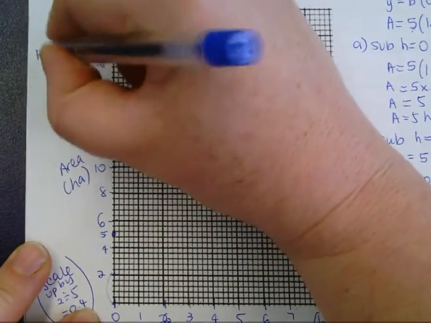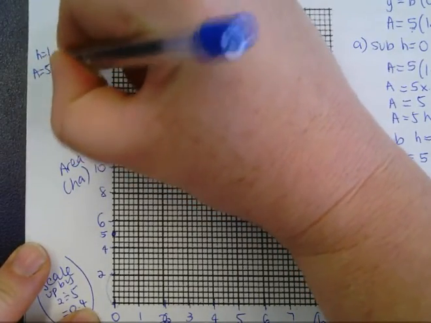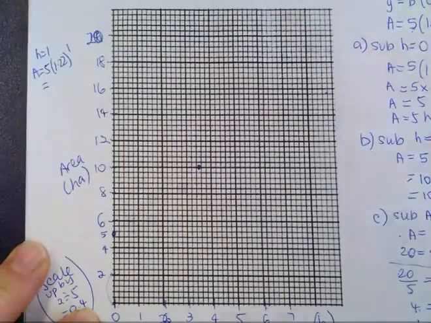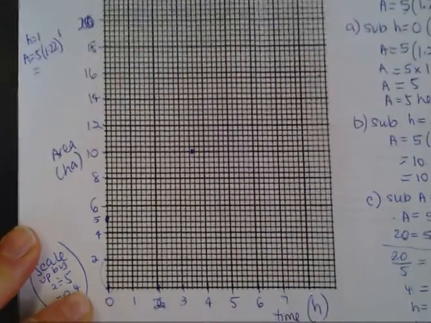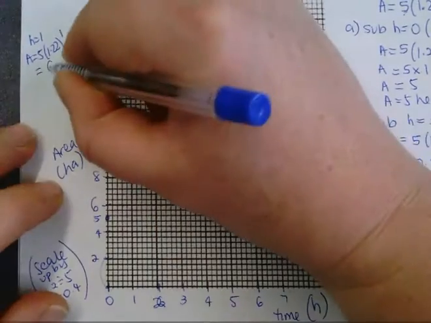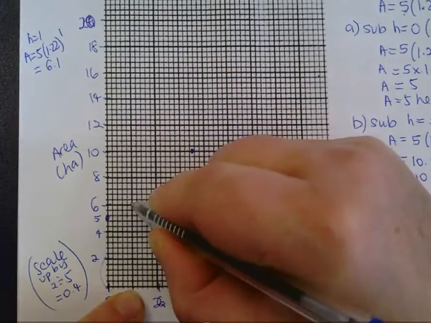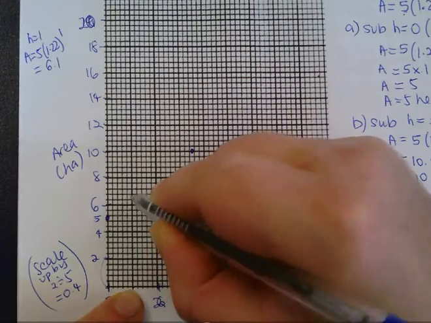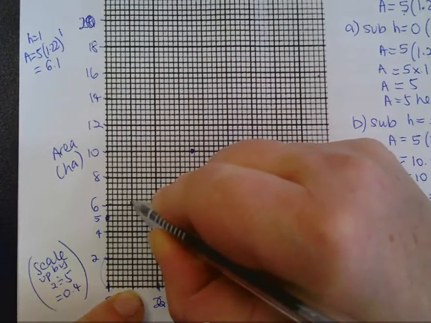All right, when h is 1, area is 5 times 1.22 to the power of 1. Anyone? You need to work some of these out. So when h is 1, we get 6.1. So that's 6.4. Look, you want to just go slightly above the 6.